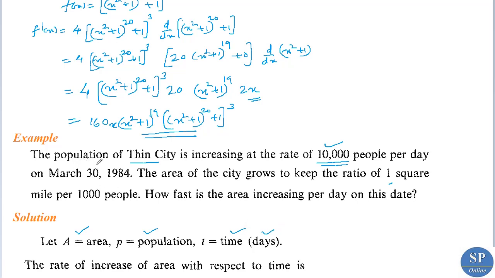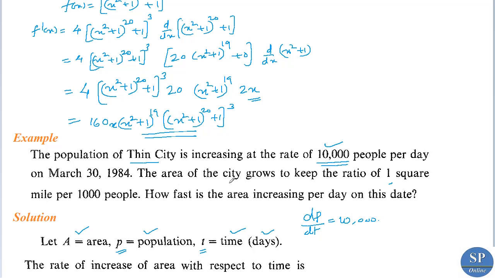So we are given that the population of the city is increasing at a rate of 10,000 people per day. Therefore, population is P and time is denoted by t. Therefore, we have dP by dt, the rate of change of population with respect to time, equal to 10,000, since time is in days.